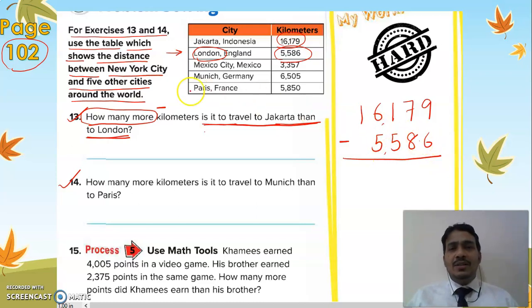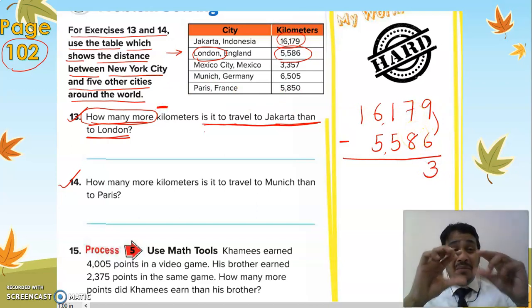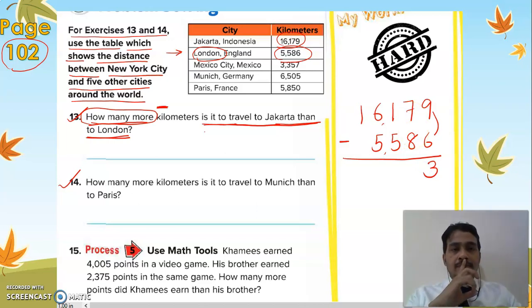Very easy because they say how many more. How many more? That means to subtract. So 9 minus 6, 3. 7 minus 8. Is it possible? Small number minus big number. Borrow from the next number. Check the number. It is 1. Okay, so from 1 you can still borrow.